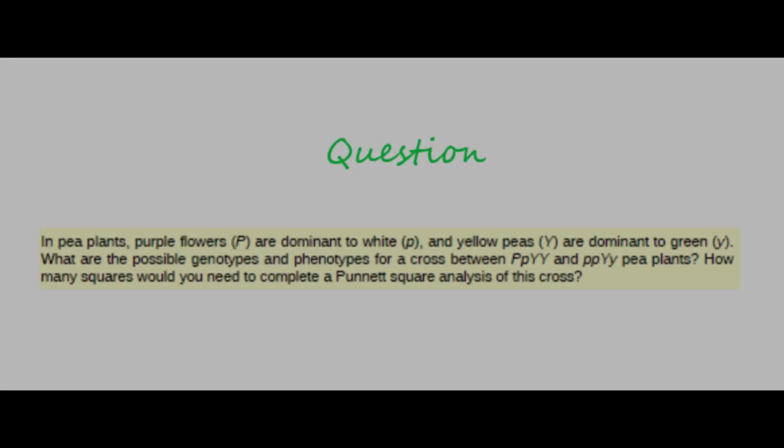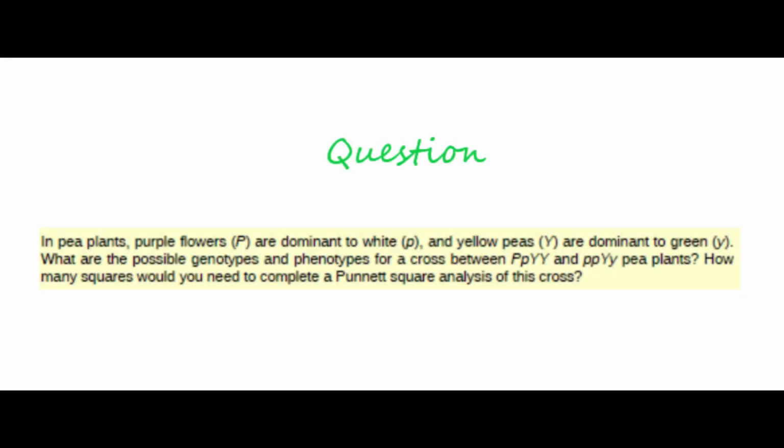Here's another question. In pea plants, purple flowers, that's capital P, are dominant to white, lowercase p, and yellow peas, capital Y, are dominant to green, lowercase y. What are the possible genotypes and phenotypes for a cross between capital P, lowercase p, capital Y, lowercase y, and capital P, lowercase p, capital Y, lowercase y pea plants? Now, how many squares would you need to complete a Punnett square analysis of this cross?